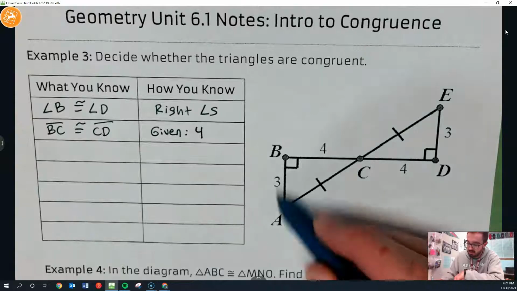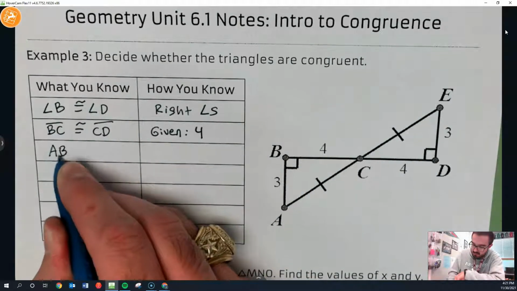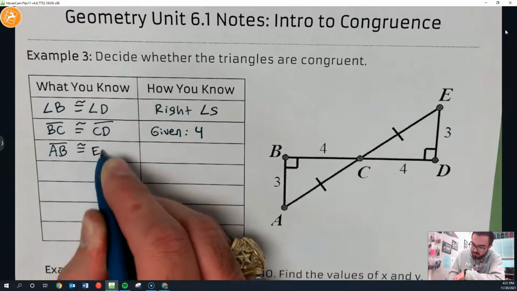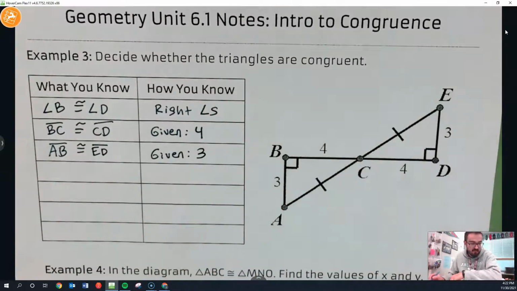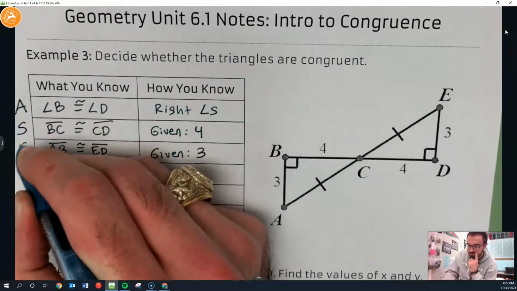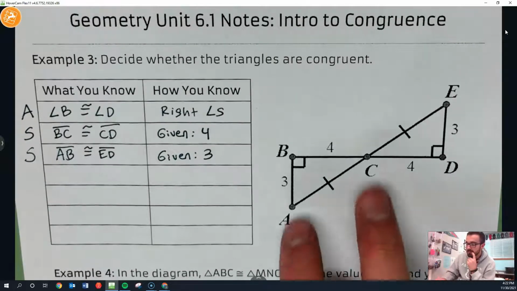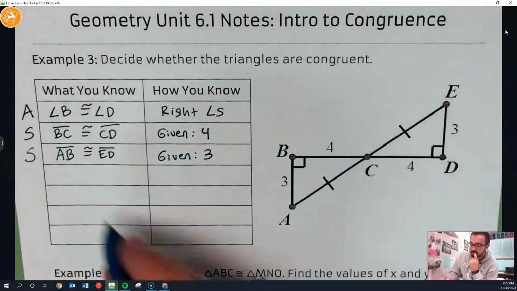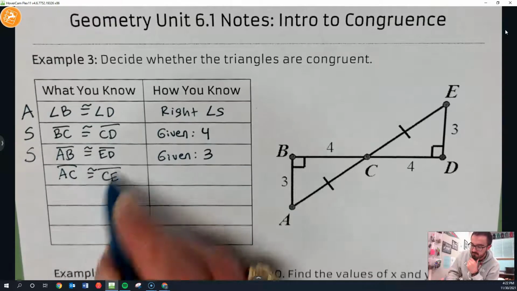Okay, what about AB and ED? That's the same thing, right? AB and ED, it's told that they are both the measure of 3. Okay, so what else? So what do we know so far? We know an angle, we know a side, we know a side. What else do we know? Well, there's this side and this side. So we know AC is congruent to CE, right?